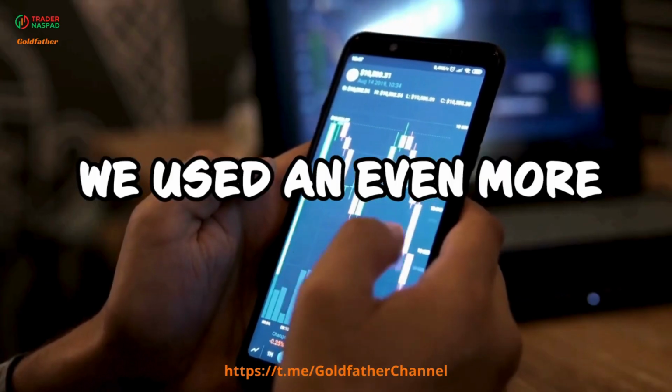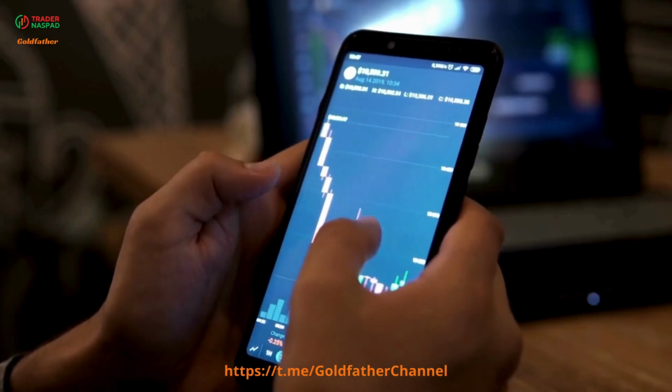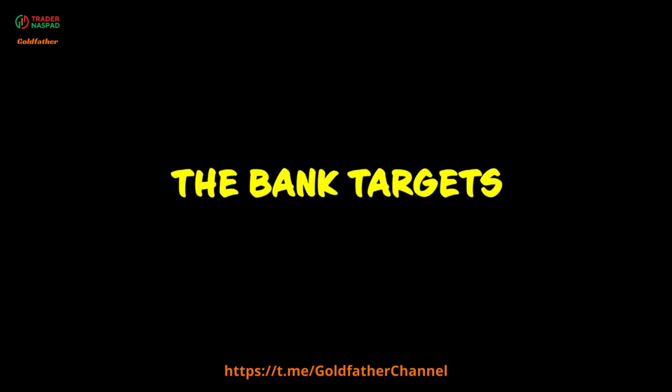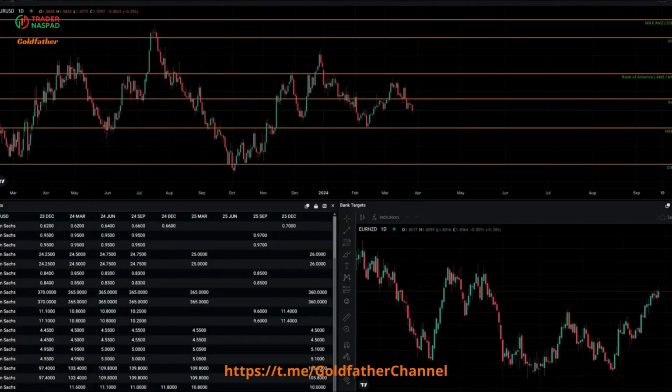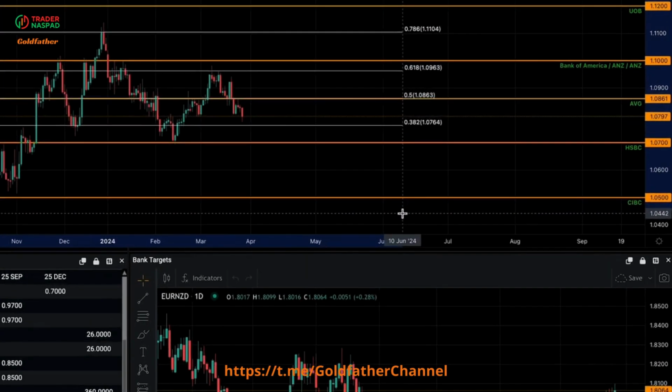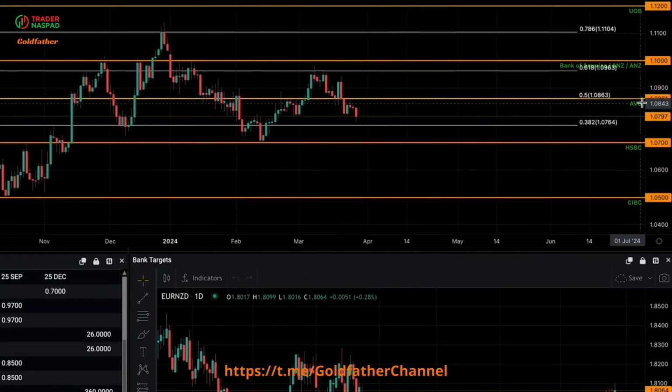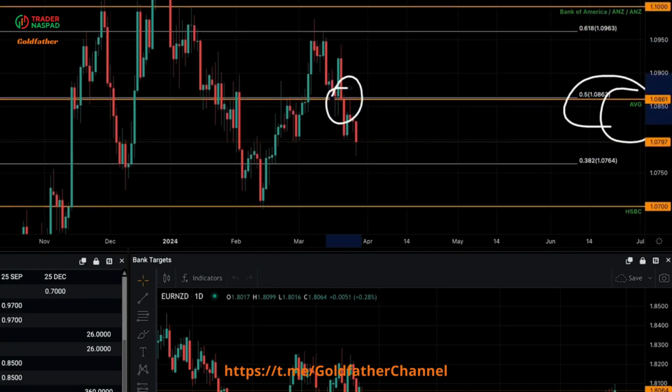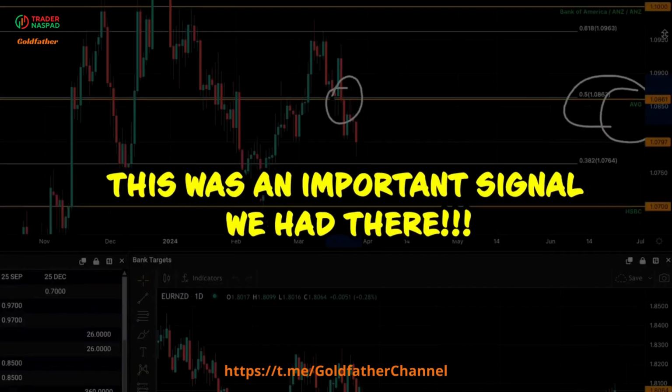But we used an even more powerful indicator to be sure that our signal was strong. We used the bank targets. It's simple. We noticed that the bank targets for the month of March looked like this, and we especially identified that the average of the bank targets gave us exactly the level where we were. Then, by analyzing this level, we noticed that it had served as resistance on several occasions, and therefore that the price would then drop. This was an important signal we had there.